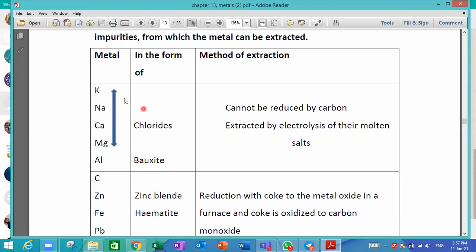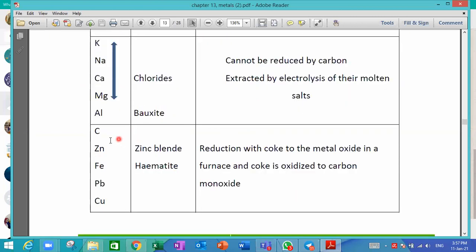We will see that potassium, sodium, calcium, and magnesium are found in nature in the form of chlorides. So we melt these chlorides and we make electrolysis as we did before in chapter 5, whereas aluminium is present in an ore that is called bauxite. We are going to see now what is bauxite.